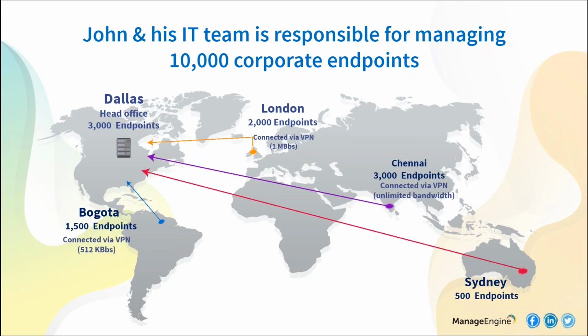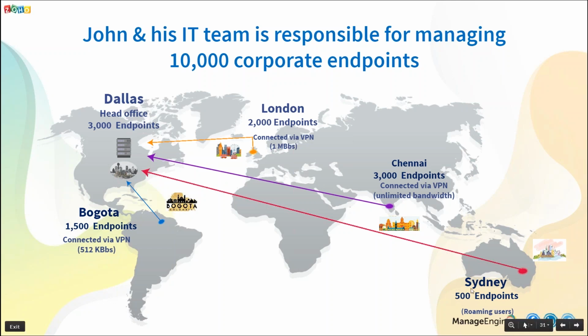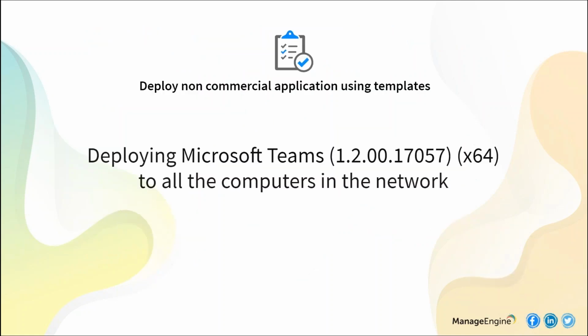These remote sites have different bandwidth limitations, and the machines are connected to the central server via VPN, or in Sydney, the machines are connected over the internet. Now let's see what tasks are assigned to his team and how he's going to achieve them. His first task is to deploy Microsoft Teams, which is a non-commercial application, to all the computers in the network.